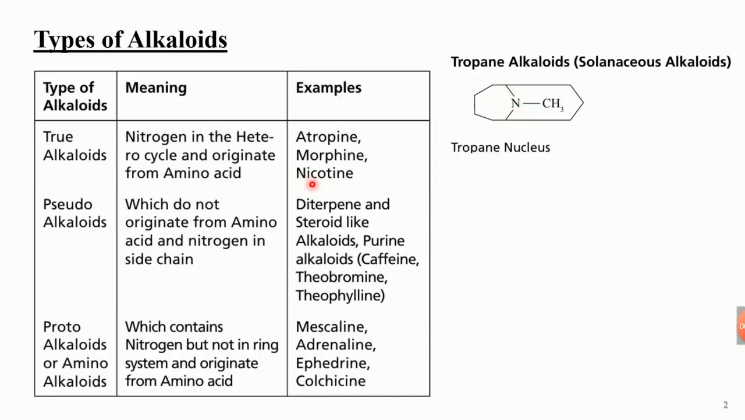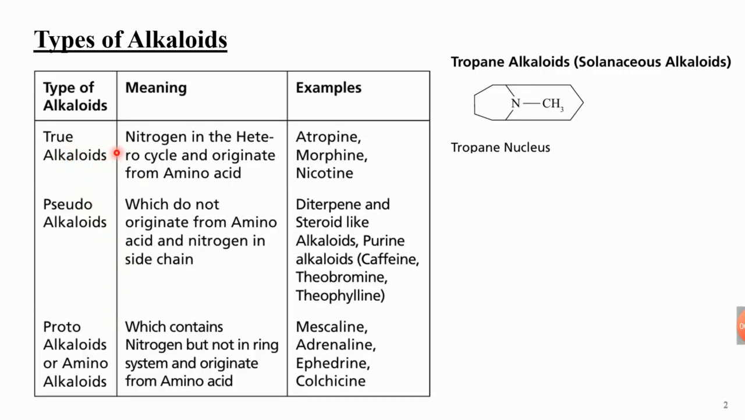So based on two things: first, the location of the nitrogen atom, whether it is in the ring structure or in the side chain; second, whether alkaloids are synthesized or originated from amino acids or not, these alkaloids are classified into three classes. First is true alkaloid, second is pseudo alkaloid, and third is proto-alkaloid or amino alkaloid.